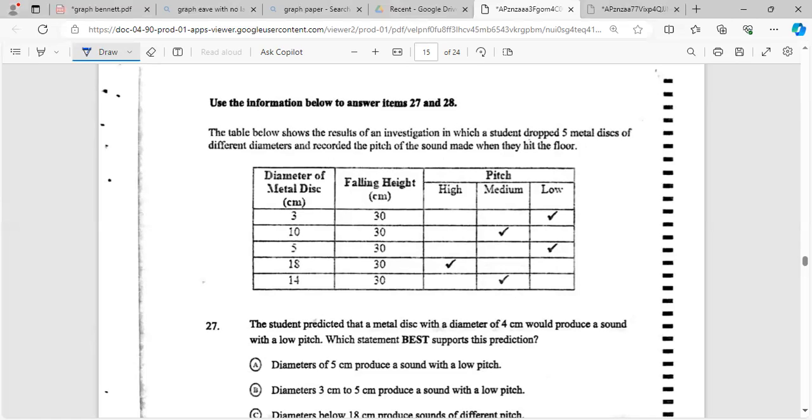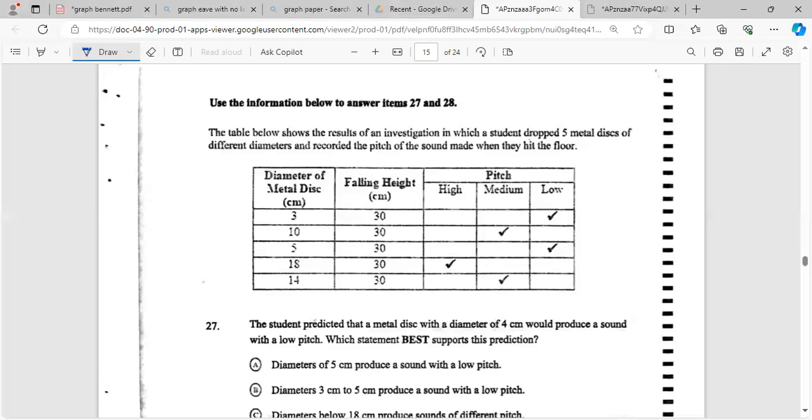Use the information below to answer items 27 and 28. The table below shows the results of an investigation in which students dropped 5 metal discs of different diameters and recorded the pitch of the sound when they hit the floor. The student predicted that a metal disc with a diameter of 4 centimeters could produce a sound with a low pitch. Which statement best supports this prediction?